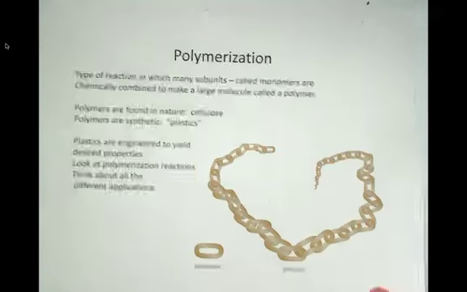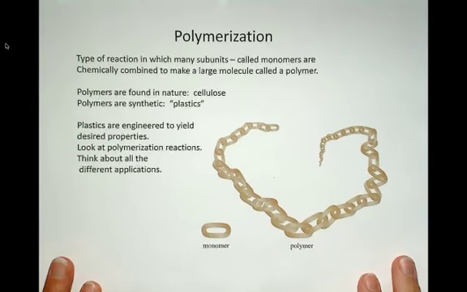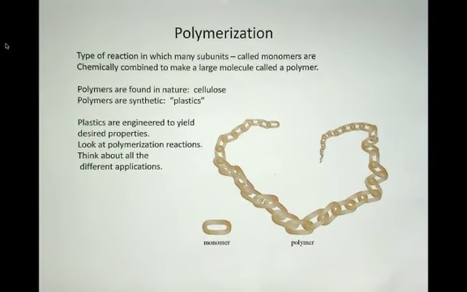We're going to look at a special type of application of organic chemistry reactions called polymerization. And polymerization is a type of chemical reaction in which many subunits called monomers are chemically combined to make a large molecule called a polymer.